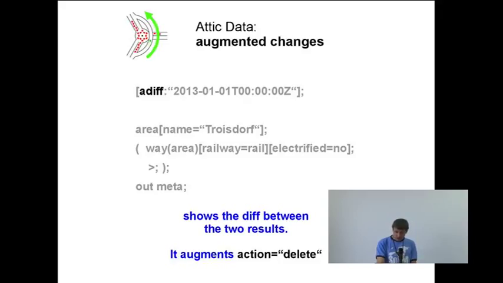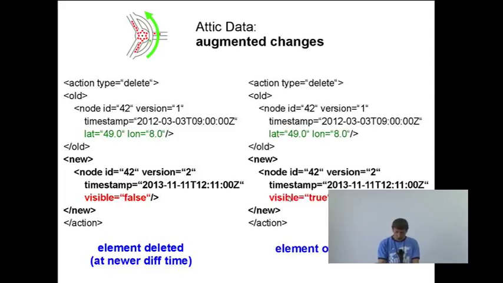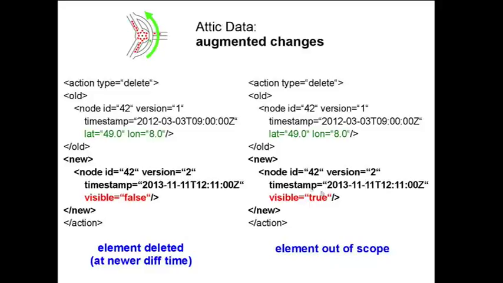So a diff will show you the diff between two results, like before. It only augments the action delete with a new section. What's now new is the action delete contains a new section as opposed to diff. The action type delete contains a new section where you would see either visible equals false if the element has really been deleted, then this is the deletion date, or visible true if the element still exists, but it is not part of the result.